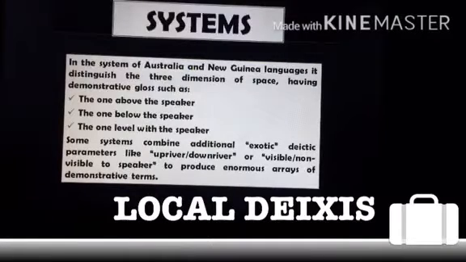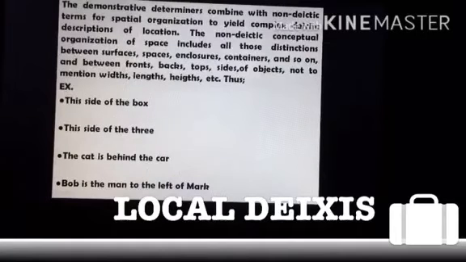In the systems of Australian and New Guinea languages, the three-dimensional space is distinguished, having demonstrative glosses such as the one above the speaker, the one below the speaker, the one level with the speaker. Some systems combine additional exotic deictic parameters like upriver, downriver, or visible and non-visible to the speaker to produce enormous arrays of demonstrative terms. The demonstrative determiners combine with non-deictic terms for spatial organization to yield complex deictic descriptions of location.